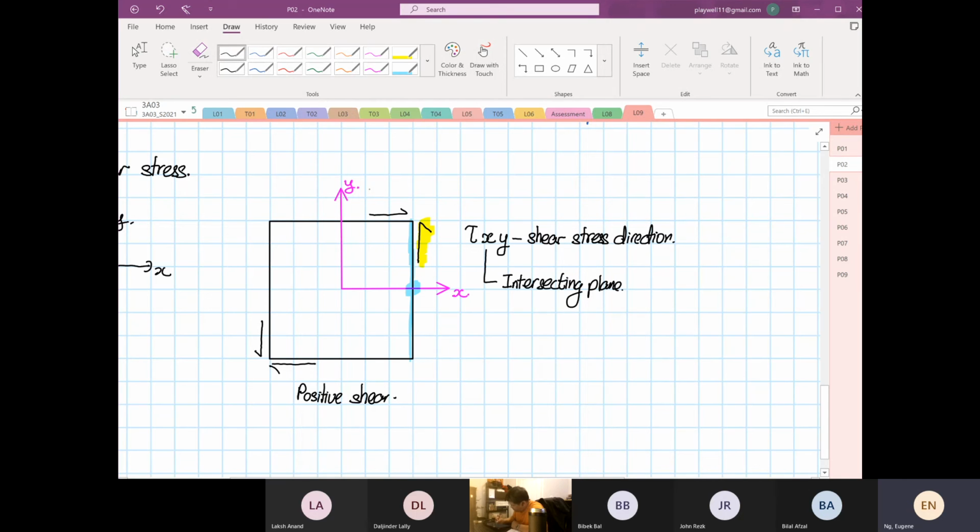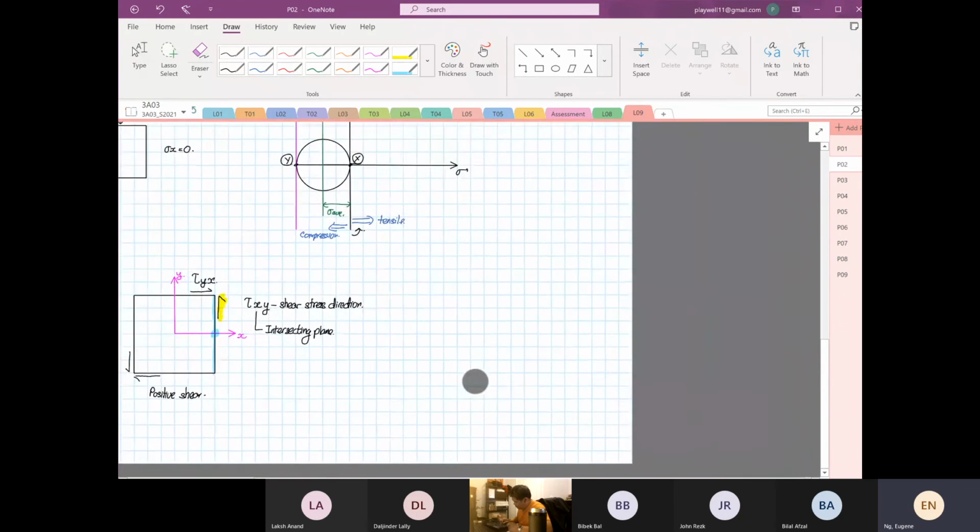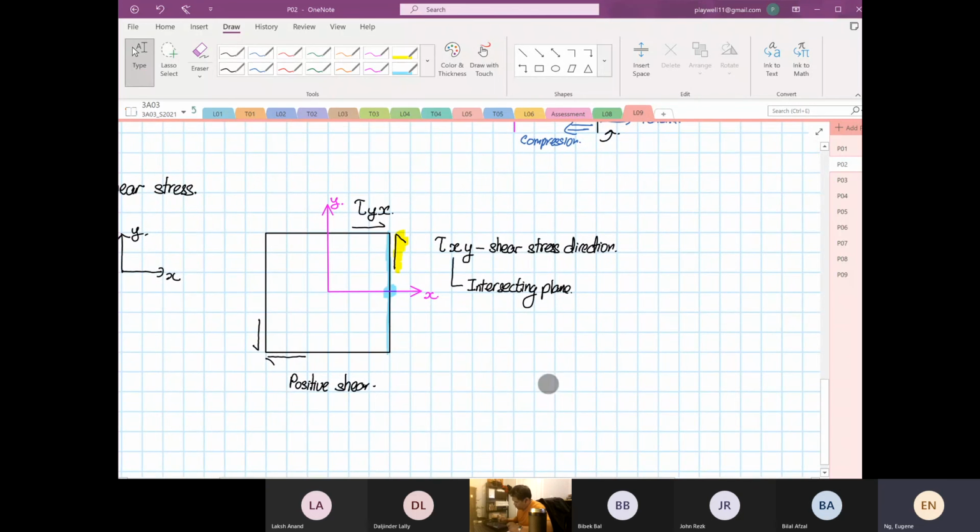So likewise, over there, this side is the shear stress. Right? The intersecting plane will intersect the y-axis. The shear stress is in the x direction. Okay, so this is for positive shear. Okay, so in positive shear, how the element will distort. I'm going to draw in orange now the element distortion. Okay, so this is how the element will distort under positive shear.